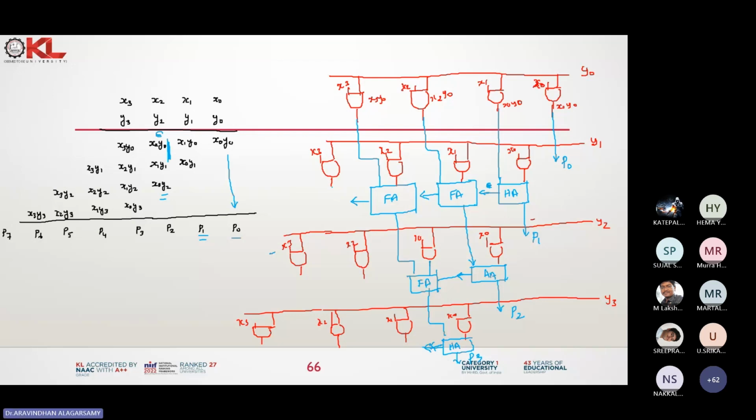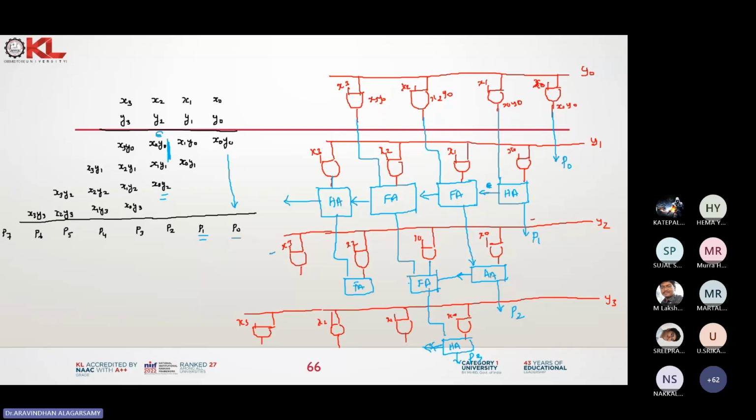Now, how many inputs are available now? This is one input, two inputs. This is one input. Then what is the adder it is? Half adder. Very good. Half adder. And what about the carry? Carry is coming out. So this sum will be going to here, and this is going to become a full adder.